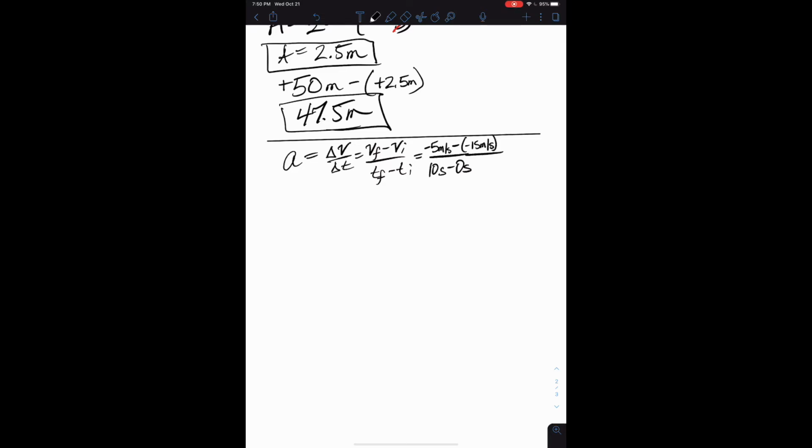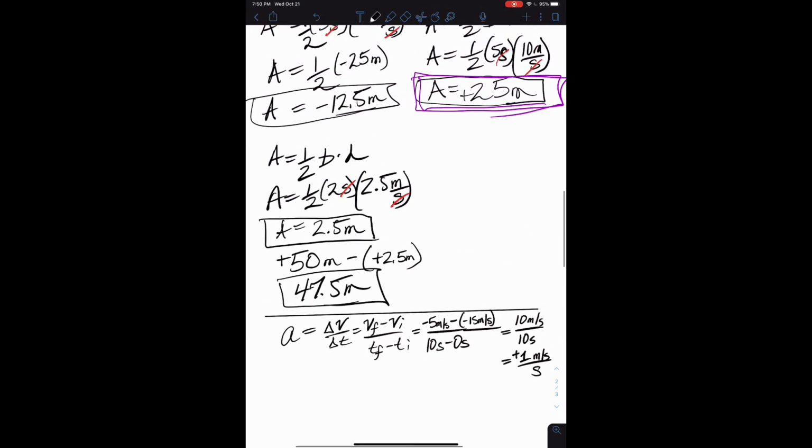So something like that. So we're going to end up with what here? We have -5 plus 15, which is 10 meters per second. And then on bottom, 10 seconds. So we're saying we're going to get 1 meters per second, right? Okay, +1. So let's then go up here.